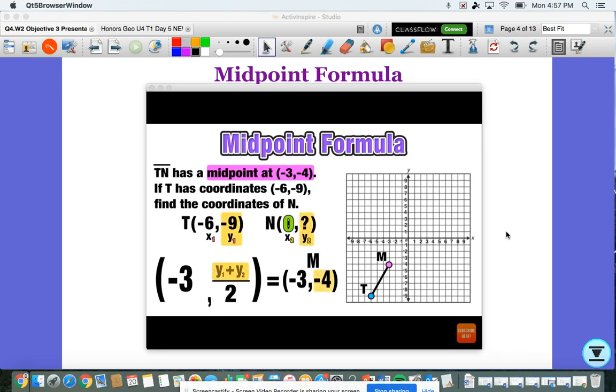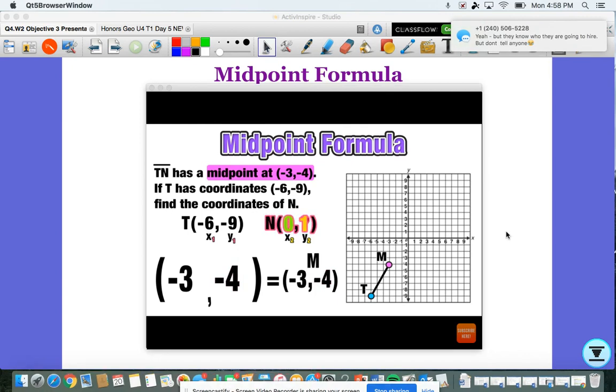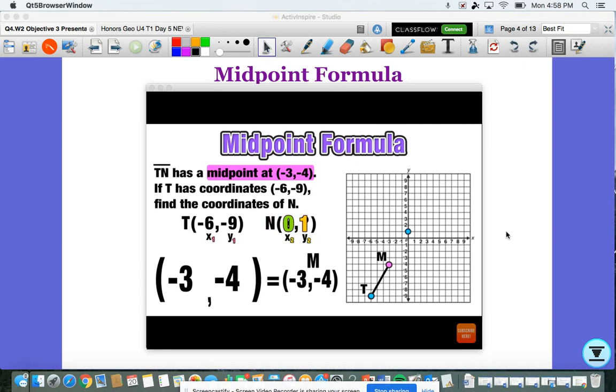Next, we want to find the value of y2 in endpoint N. Now we know that the y value in the midpoint is negative 4, so we just want to find negative 9 plus what unknown value divided by 2 is going to equal negative 4. When we solve this algebraically, we should get positive 1 for that unknown value, since negative 9 plus 1 is equal to negative 8, and negative 8 divided by positive 2 does equal negative 4, which does match up with the y-coordinate from the midpoint M, and so we can say that the value of y2 in endpoint N is positive 1. And now we can plot the other endpoint N with coordinate 0, 1.